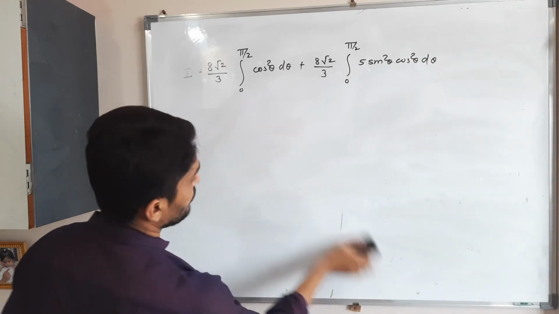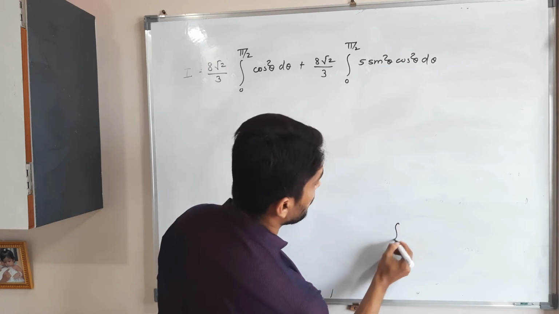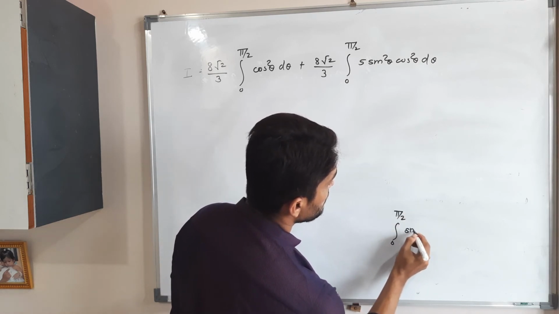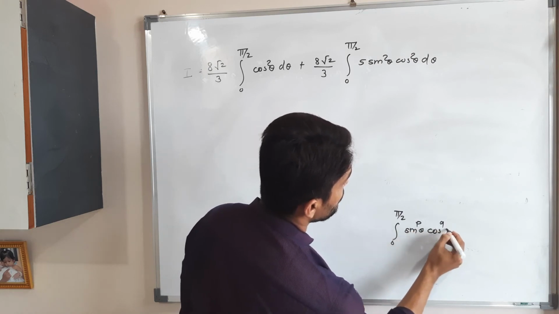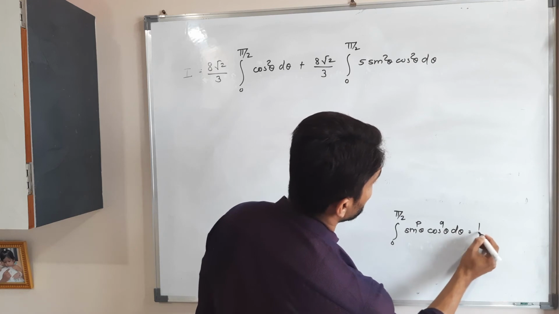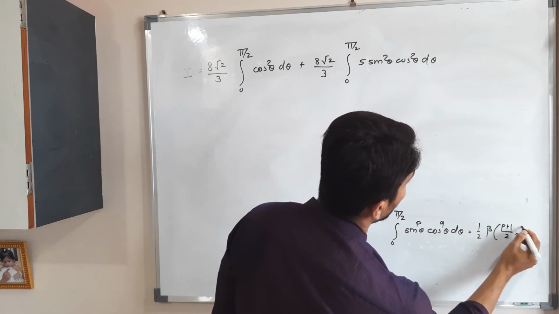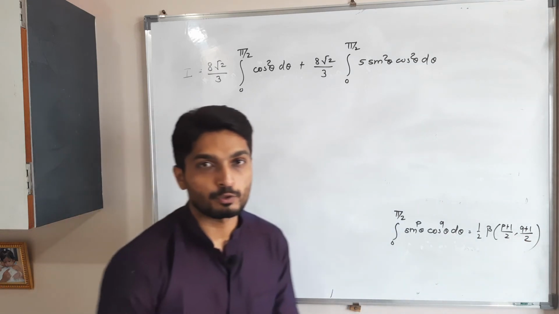See, after that, what will I do? Just a minute, I will show you. A very important result we have of the beta gamma function: the integration from 0 to pi by 2 of sine raised to p theta, cos raised to q theta d theta is equal to 1 by 2 beta of (p plus 1) by 2, (q plus 1) by 2. So this formula of the beta function I'm going to use.